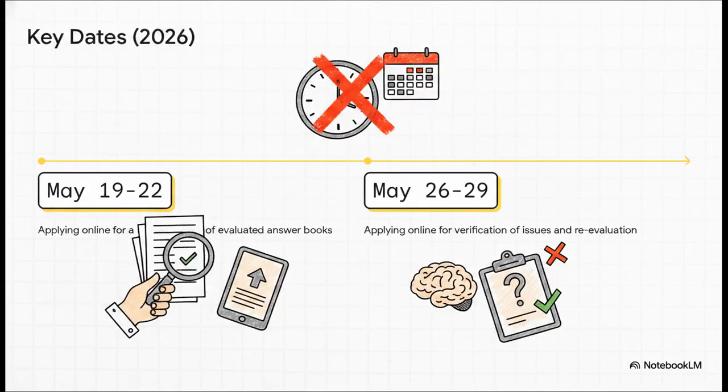Which brings us right to the timeline. Since today is May 18th, you need to be acutely aware that the window for Stage 1 opens tomorrow, May 19th. You only have until May 22nd to request your scanned copy. After that, the Stage 2 window for verification and reevaluation opens on May 26th and shuts tight on May 29th. And keep in mind, both of these stages have very strict midnight deadlines, 11:59 and 59 seconds p.m. to be exact. So please, whatever you do, do not leave this until the last minute.